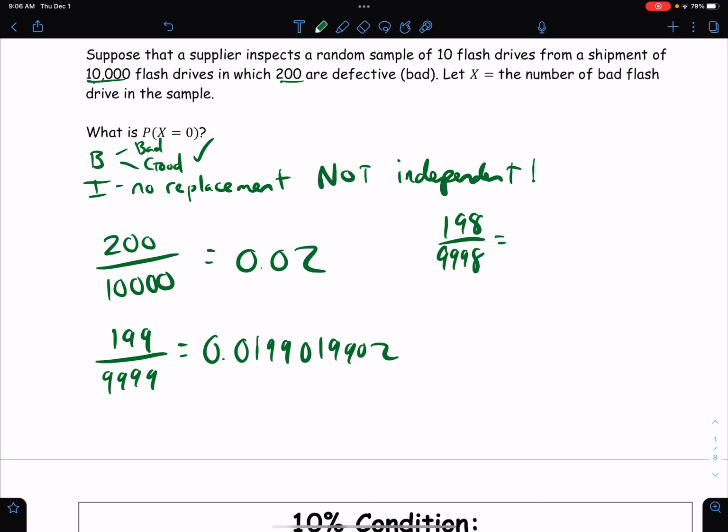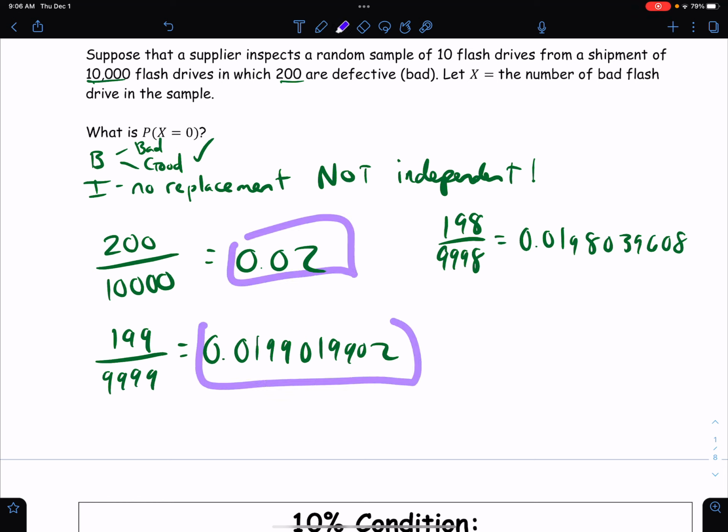That would be 0.019803968. What do you notice about these probabilities? They are changing, but they're not really changing by that much.